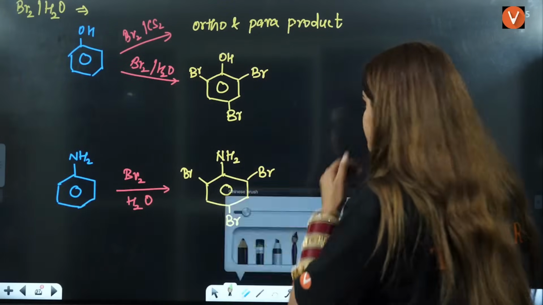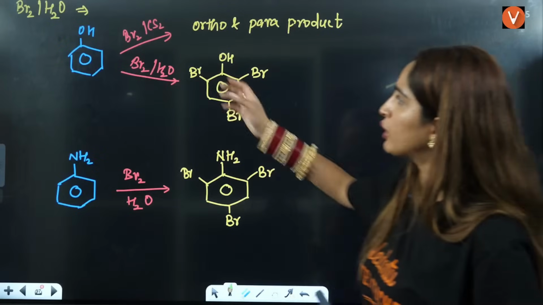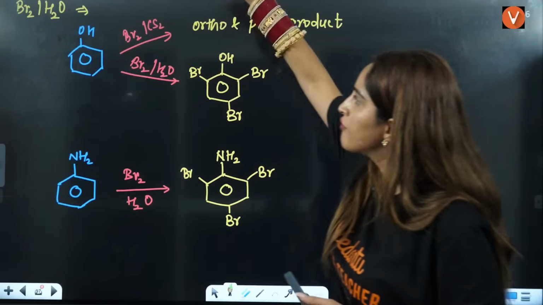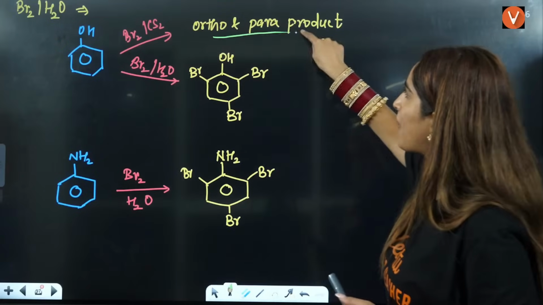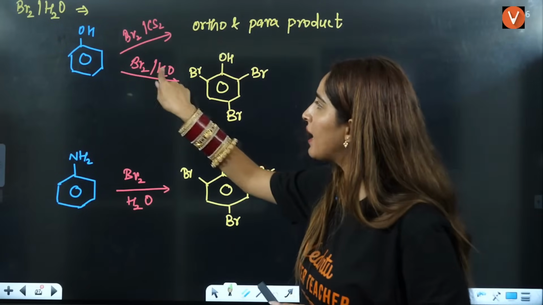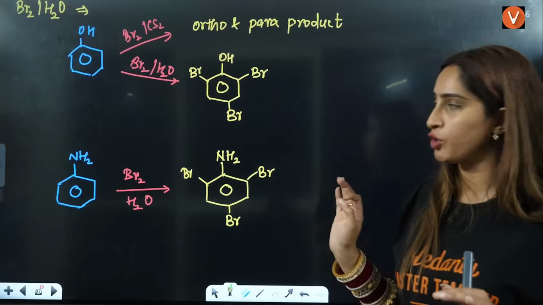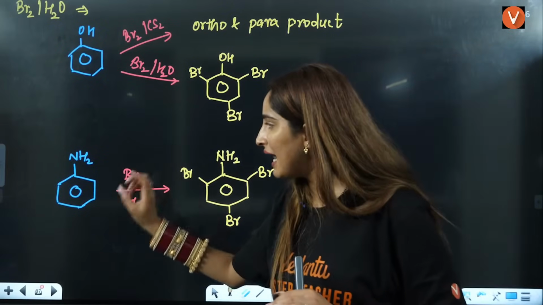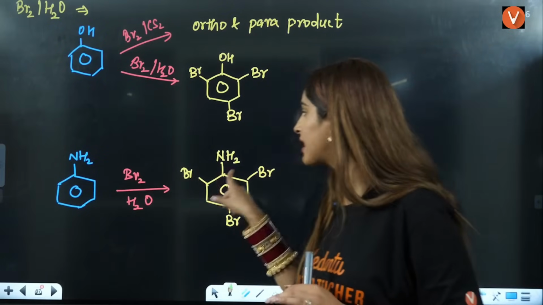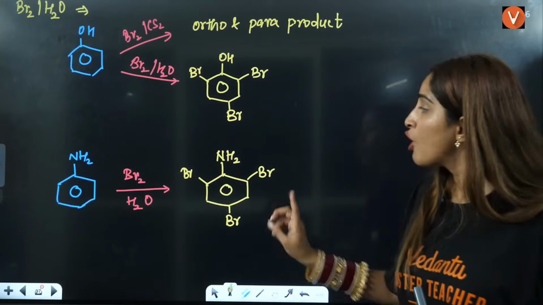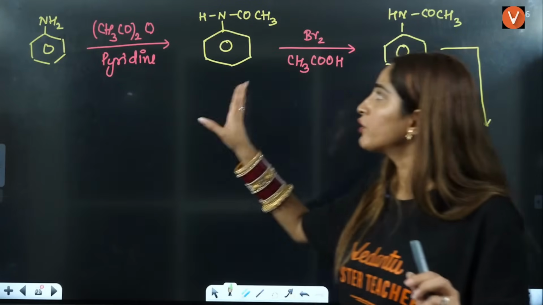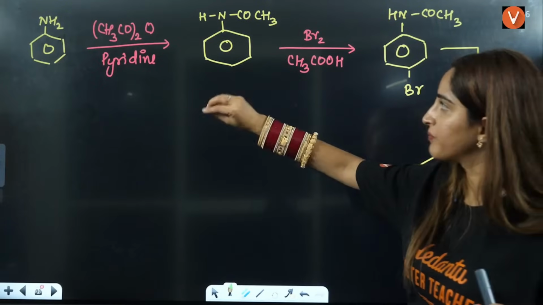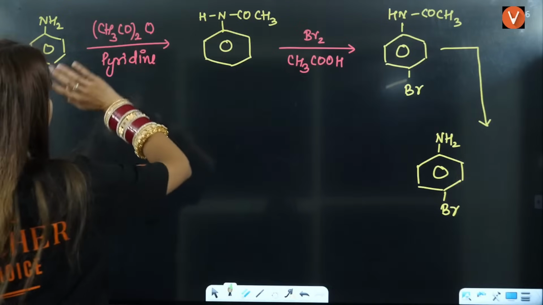First, when you talk about OH, alcohol, when you add Br2 in CS2, you directly get the ortho-para product. But when you add Br2 in water, you get the tri-substituted product. In aniline too, you always get the tri-substituted product. So to get only the para-substituted product here, what will we do? We will do the acetylation. That means we will add CH3CO here.